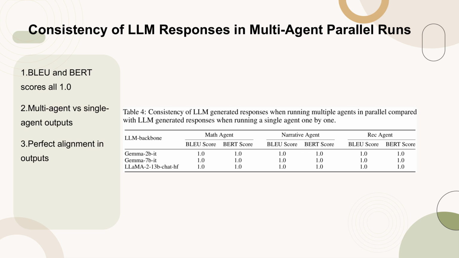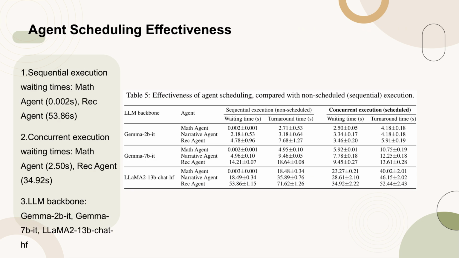operations. Table 5 illustrates the effectiveness of agent scheduling in comparison to non-scheduled sequential execution. Key metrics include waiting time and turnaround time for different agents under various LLM backbones. The sequential approach shows significant delays for agents later in the sequence, while the concurrent execution with scheduling demonstrates more balanced and efficient performance across all agents.